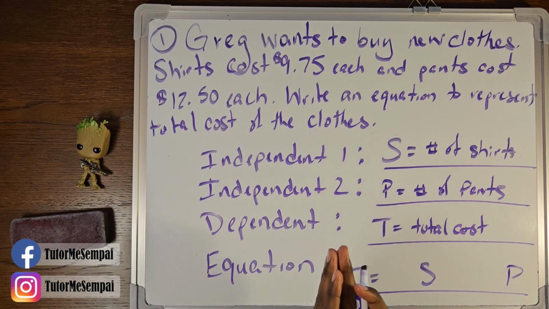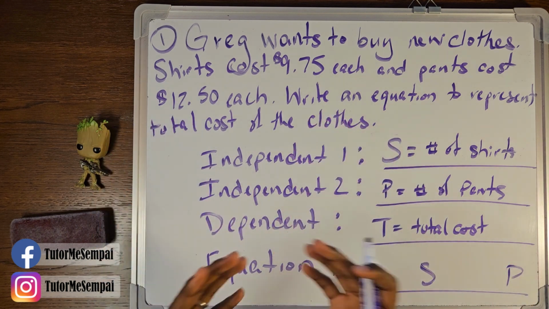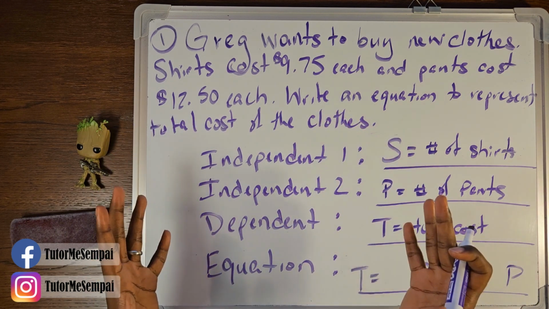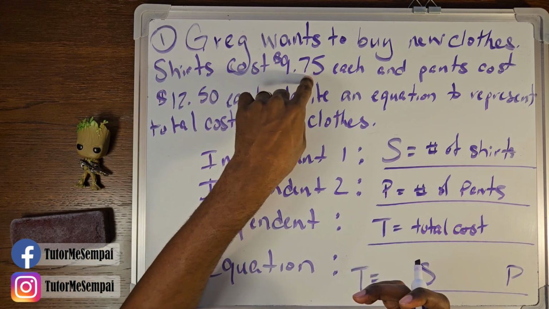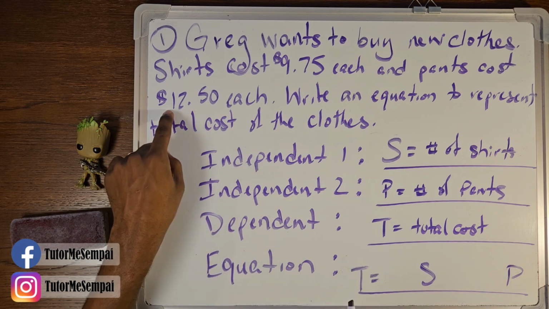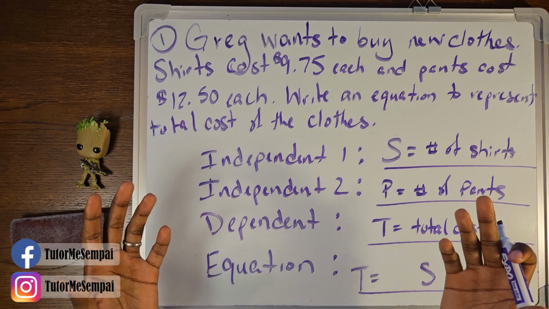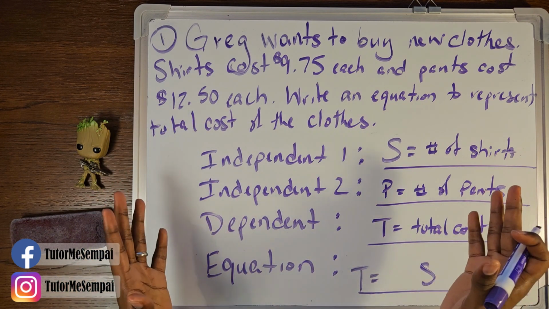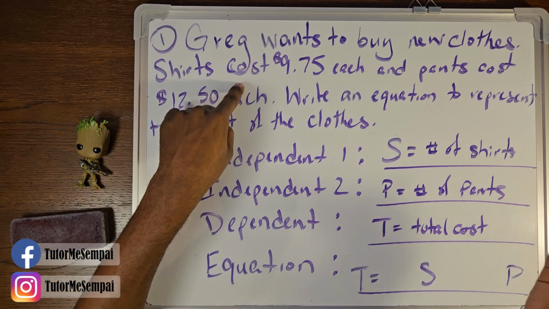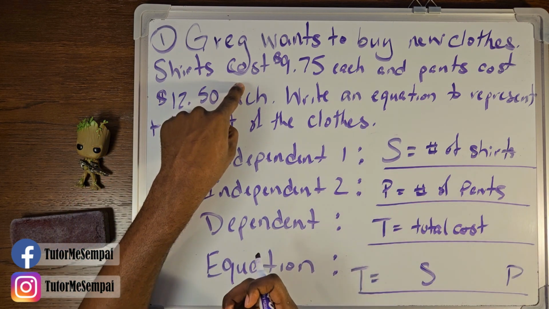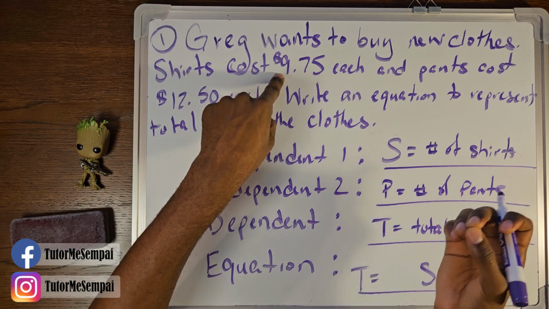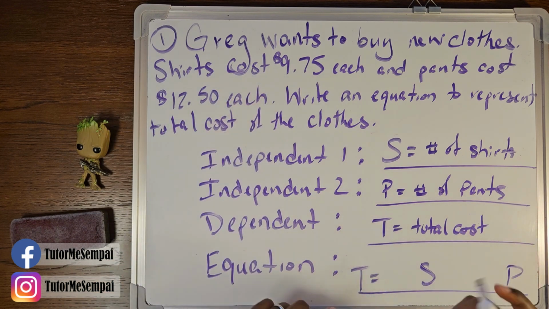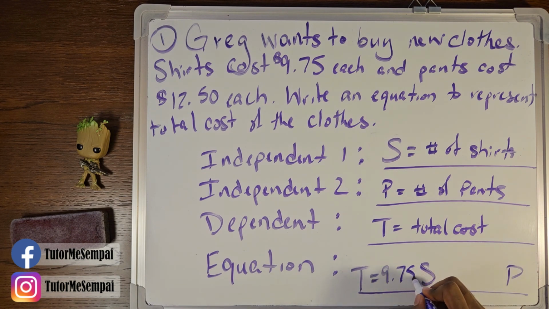Now we have to figure out where do the constants go, or in this case, the coefficients go. Let's make sure we're putting them on the right variable. We have shirts costing $9.75 each, and we have pants costing $12.50 each. So where's $9.75 going to go, and how is it even going to look? Well, we know that each shirt is going to cost $9.75, so we're going to be multiplying this $9.75 by every shirt that he tries to buy. Therefore, $9.75 should be multiplied by this S.